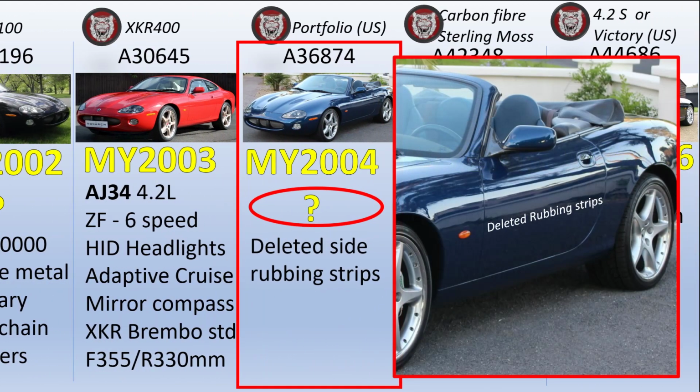Okay, now we'll move on to model year 2004, VIN number A36874. Again, don't really know a lot about this model year. The rubbing strips down the side of the car were deleted at this point.